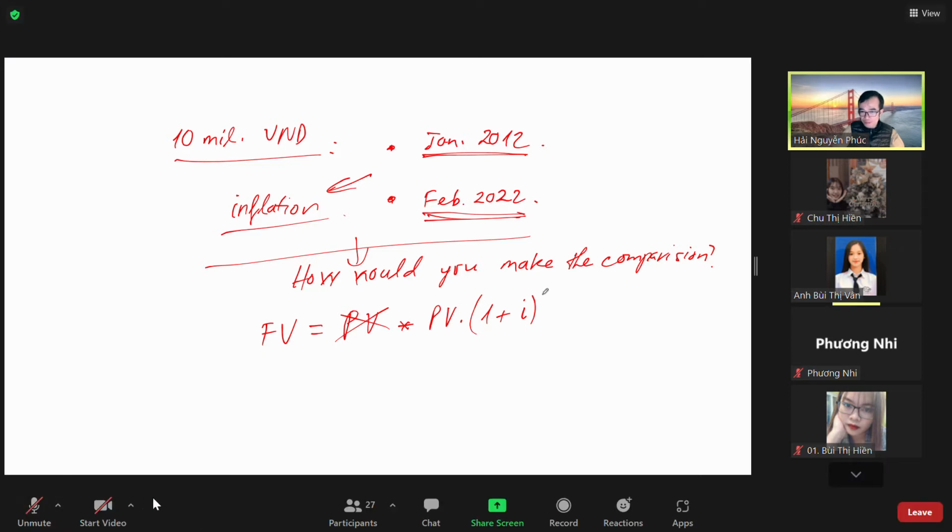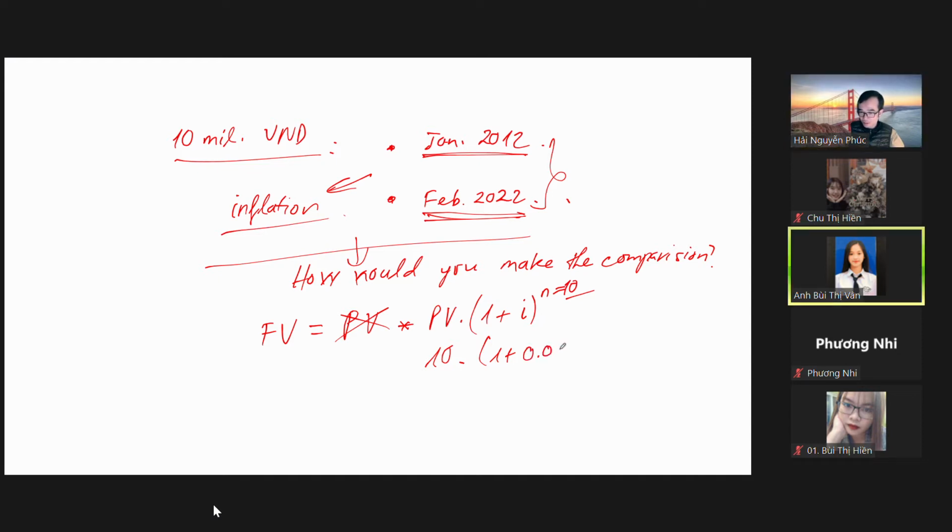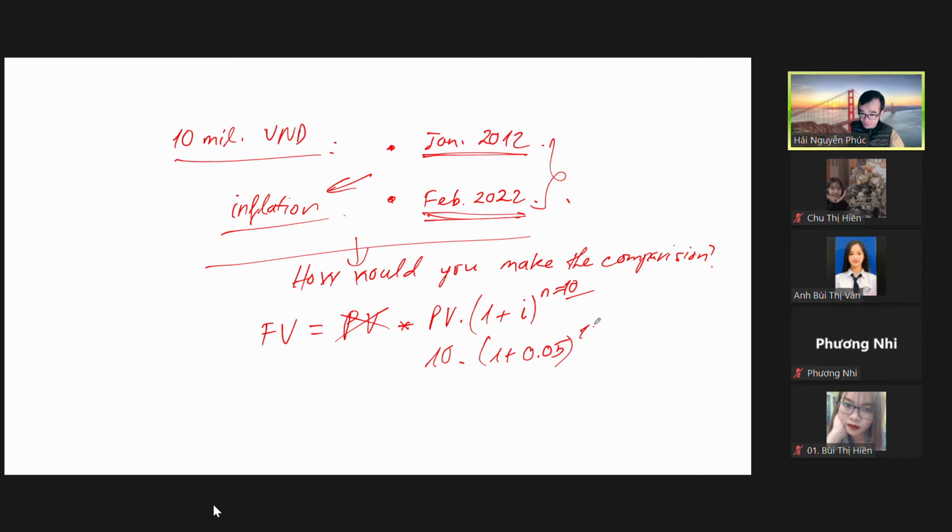To the power of the number of compounding periods. In our case, n is equal to 10. You have 10 years, right? That's correct. So here it's 10, and suppose the interest rate is 5%, so it's 0.05, to the power of 10. So we will have the future value.